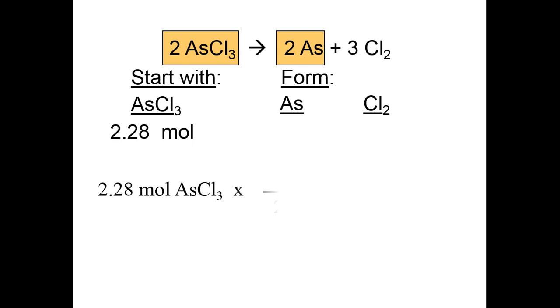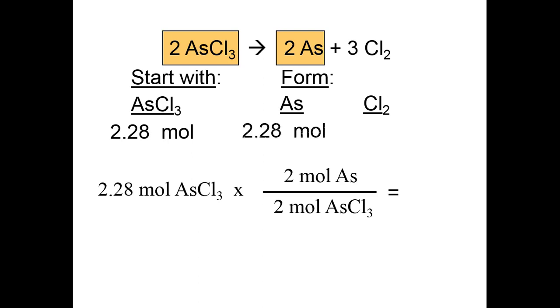Starting with the amount given, the conversion factor is constructed with AsCl3 in the denominator. Calculation yields 2.28 moles of As.